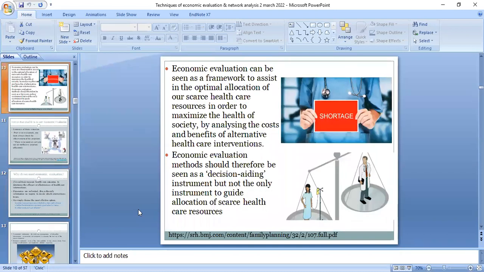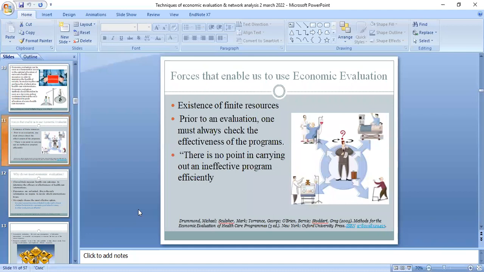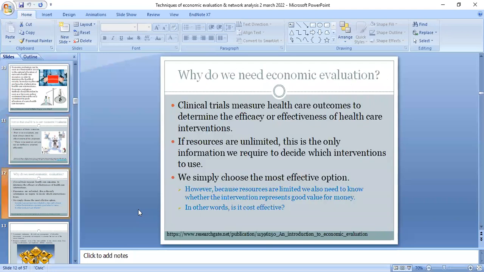Economic evaluation can be seen as a framework to assist in the optimal allocation of our scarce healthcare resources in order to maximize the health of the society by analyzing the costs and benefits of alternative healthcare interventions. Economic evaluation methods should therefore be seen as a decision aiding instrument, but not the only instrument to guide the allocation of scarce healthcare resources. The force that enables us to use economic evaluation is the existence of finite or scarce resources. Prior to an evaluation, one must always check the effectiveness of the program. There is no point in carrying out an ineffective program efficiently.